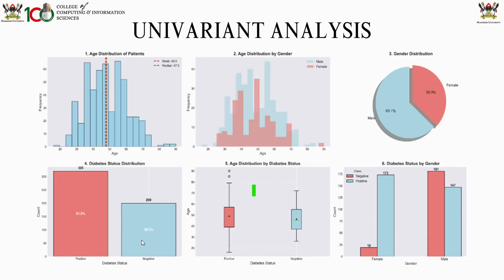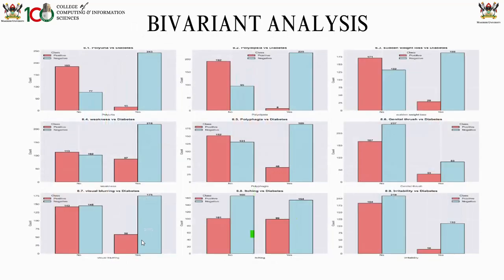Then we also look at the gender distribution, and we see that male takes 63.1% and female takes 36.9%. Then the bivariate analysis, where bi means 2. We look at how 2 features contribute to diabetes.